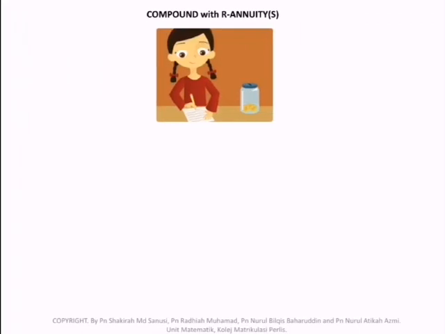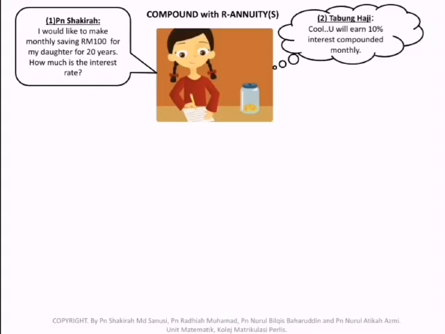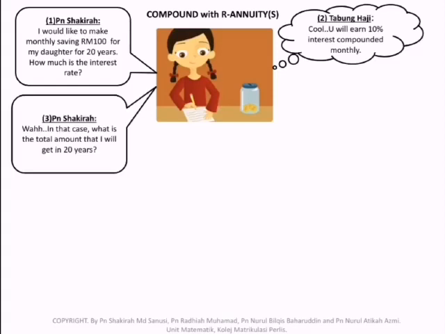This is situation for annuity S, annuity saving. Hi, Miss. Hello, how can I help you? I would like to make monthly saving RM100 for my daughter for 20 years. How much is the interest rate, Miss? Cool, you will earn 10% interest compounded monthly. Wow. In that case, what is the total amount that I will get in 20 years' time?